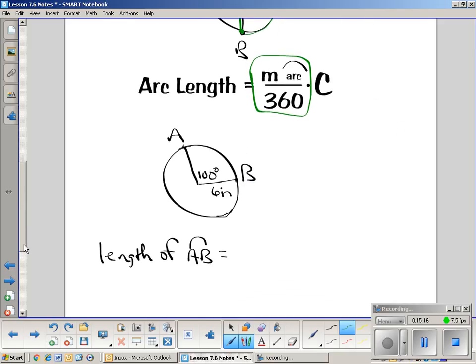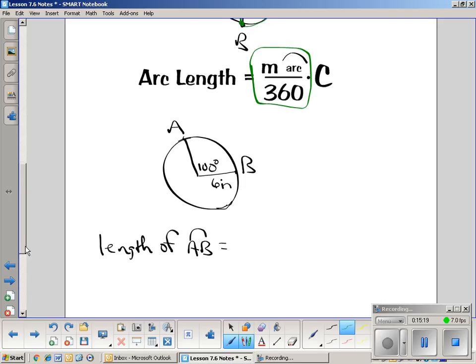Let's just go down here and use this example. Arc AB is 100 degrees. So I'm going to say the measure of arc AB is 100 degrees divided by 360 times the circumference. But we haven't found the circumference yet, so let's do that right here. I know many of you are copying this down ferociously.